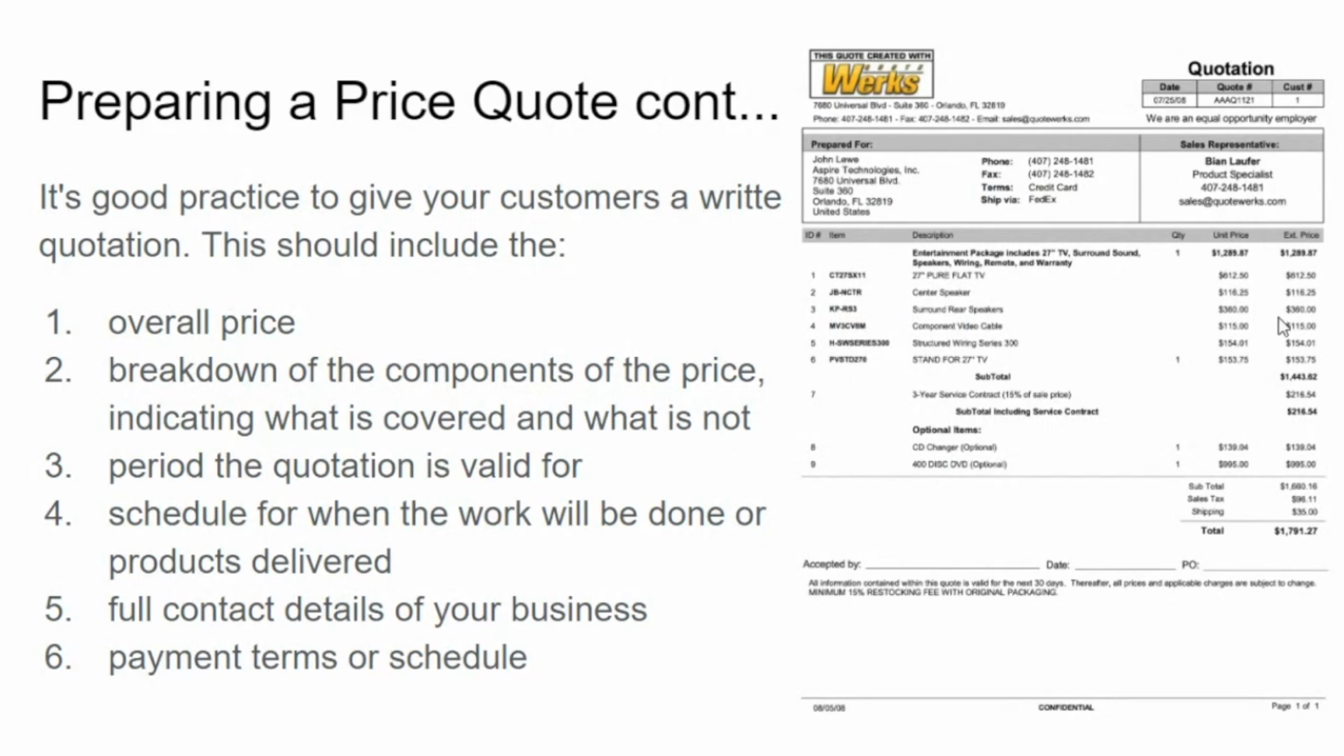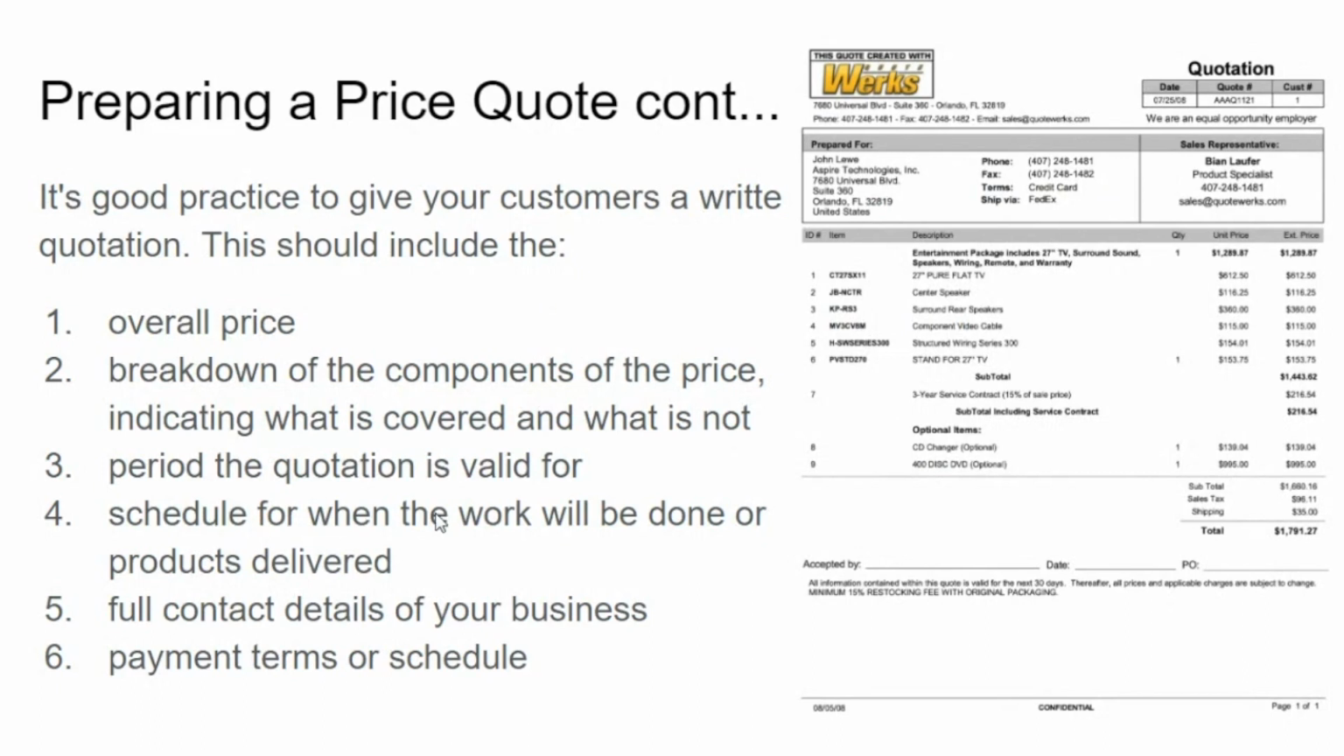So here we have a quote for a piece of stereo equipment, and the total of the quote is about $1,800. So what do we have in a quote? We've got the overall price, $1,800, and a breakdown of the components of the price. Again, that's useful for someone because they want to know exactly what they're getting. The period the quotation is valid for, and again, we've got some indication here of how long it is, 30 days.